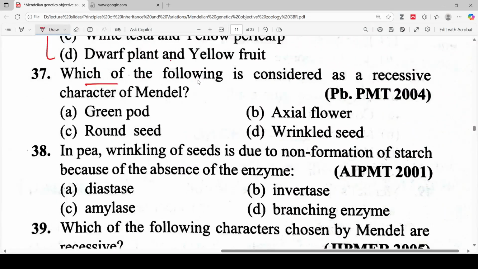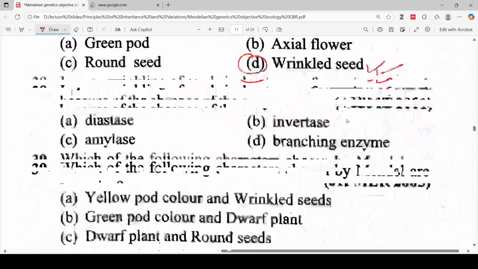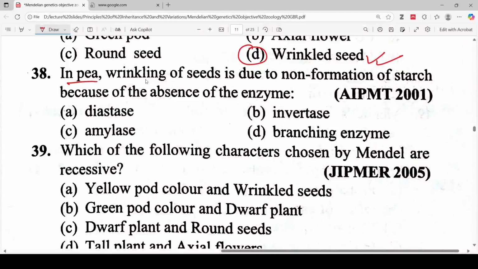Which one of the following is considered as recessive character of Mendel? So option D, wrinkled seed is the recessive character. Next question. In pea, wrinkling of seeds is due to non-formation of starch because of the absence of the enzyme diastase, amylase, invertase, and branching enzyme. So the correct answer will be option D, branching enzyme.